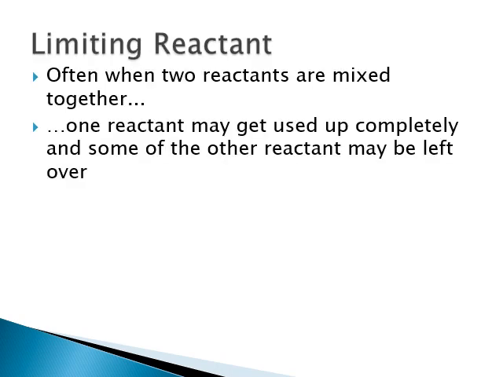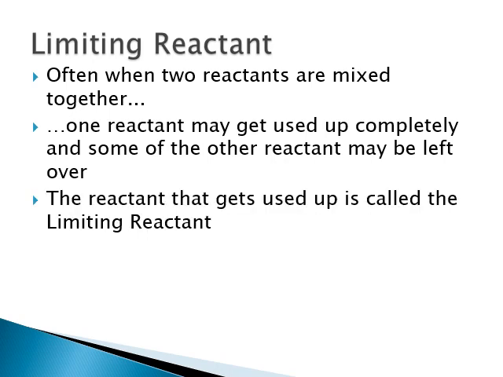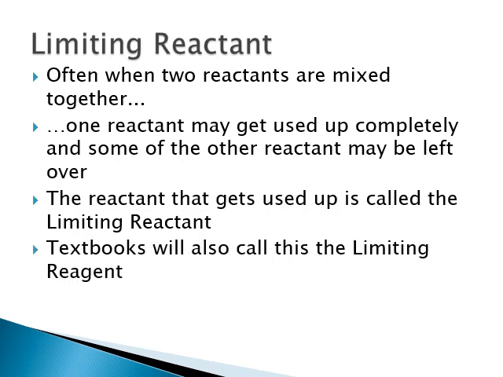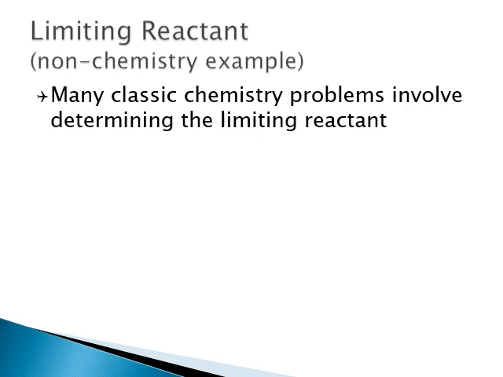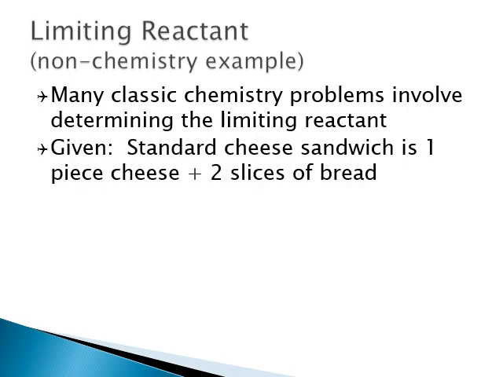Often when two reactants are mixed together, one will get completely used up and some of the other will be left over. The reactant that gets completely used up is called the limiting reactant. Textbooks will also call this the limiting reagent. So let's look at a non-chemistry example. Many problems involve determining what the limiting reactant is.